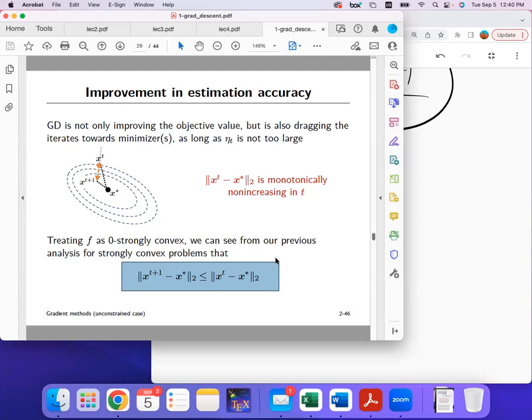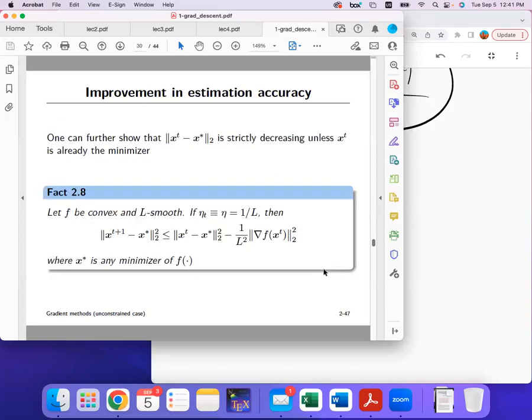And if the function is strongly convex, we have shown this. We have actually shown that the variable distance decreases at a geometric rate. But here, we cannot show that fast convergence. Instead, we can just show this diminishing distance result. Okay. So let's consider this one.